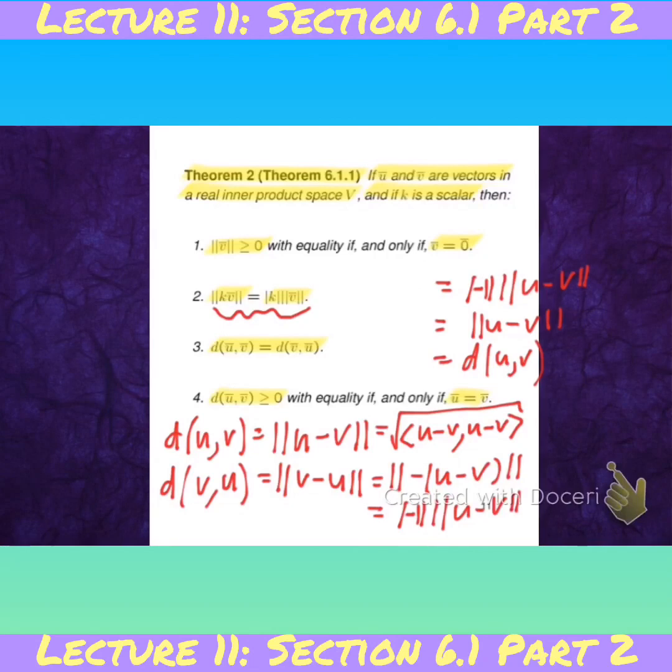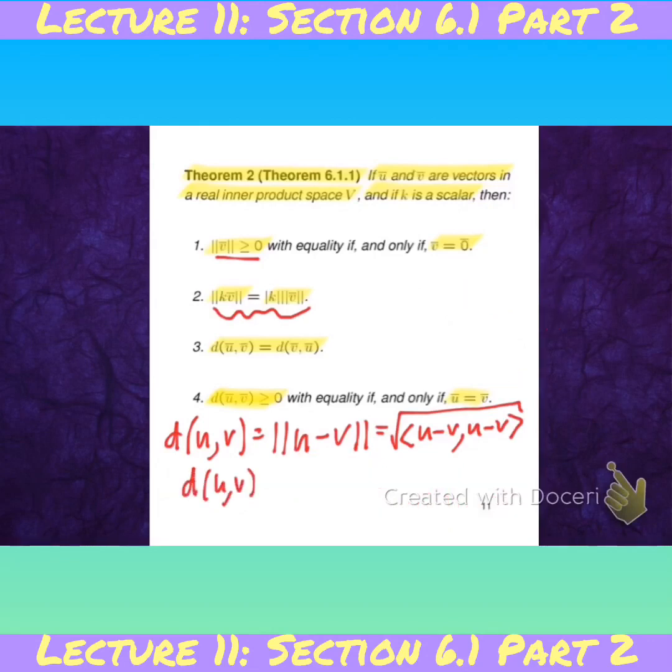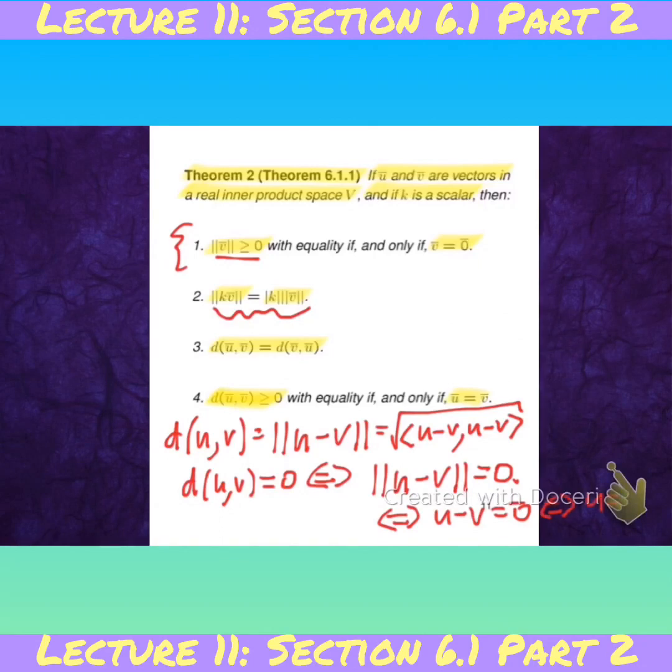Well, why is that? Because the distance between u and v, we said, is this norm here, and the norm by definition is always positive. And if we just clean the slate, the only way that the distance between u and v is exactly equal to 0 is if the norm of this vector, the vector u minus v, is equal to 0. And by the first property here, a norm is equal to 0 if and only if the vector itself is the 0 vector. Okay, and that happens if and only if u is equal to the vector v.